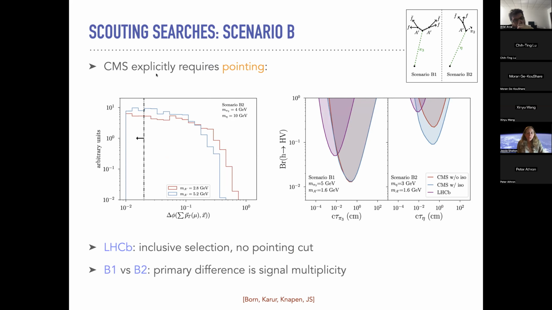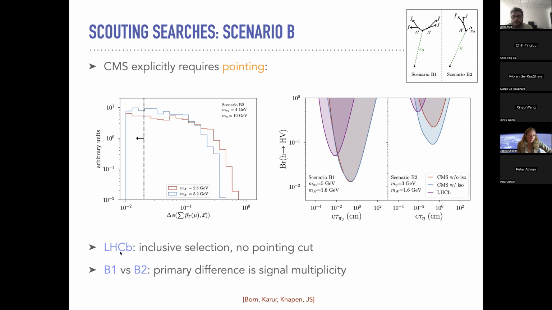So CMS in their scouting analysis explicitly has a pointing cut. So what is pointing? It's the angle between the reconstructed pT of the muon pair and the direction to the beam line. If you look at one of our non-pointing scenarios, a couple different kinematic choices here, making that pointing cut keeps a small fraction, of order 10%, of the total events. And that's a big hit to signal efficiency.